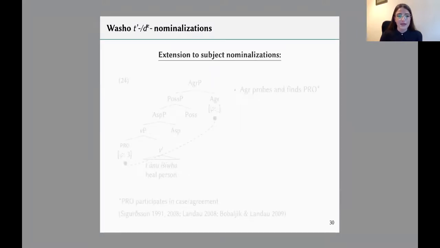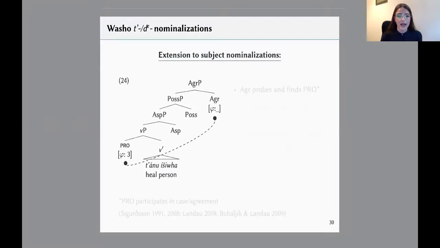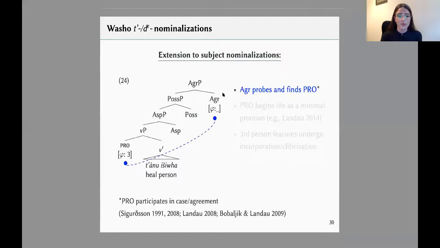Okay, so now if we adopt that idea, then how does this work for subject nominalizations? So if we take our structure again, where we have a nominalization, a structure of ASP nominalized inside of POS, then we'll have a structure that looks like what you see in 24. And so here, agar will probe and find big pro. And then I'm going to assume that big pro begins life as a minimal pronoun. So it's pretty unspecified. It doesn't have a ton of features. But since we're dealing with a kind of pro arb subject here, it's going to have a third person feature. And just like little pro, that third person feature is going to enable it to undergo incorporation or cliticization, just like in the case of the third person little pro.